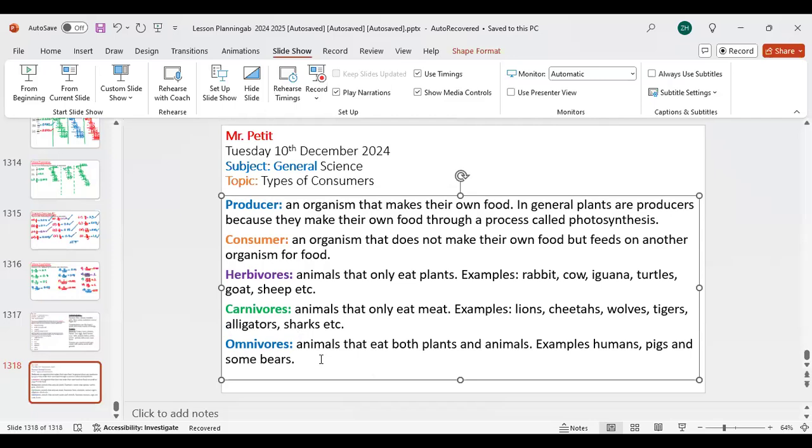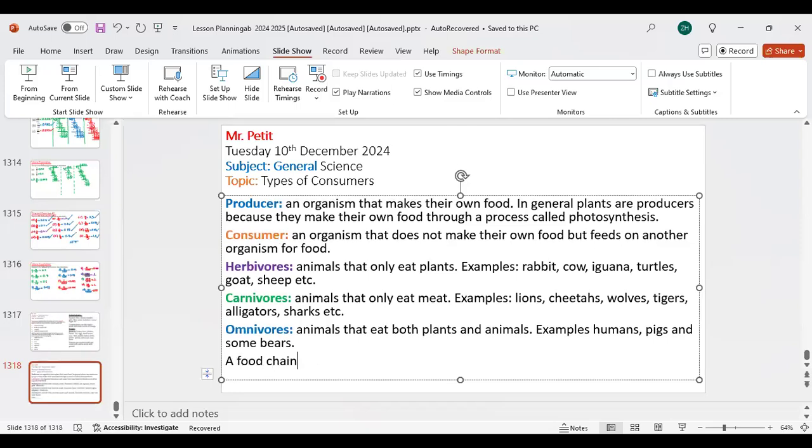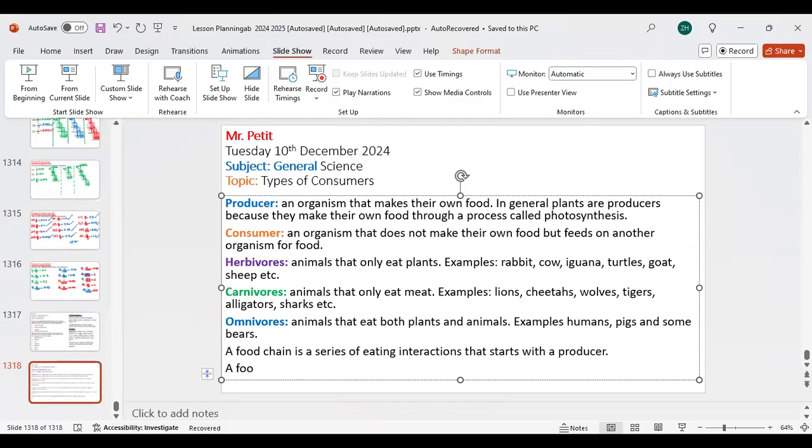So now let's talk about the food chain. Maybe we could squeeze in the food chain here. A food chain, by definition, is a series of eating interactions that starts with a what? Producer. All right. That's a food chain. And then a food web is a series of connected food chains. That's basically the difference between a food chain and a food web.